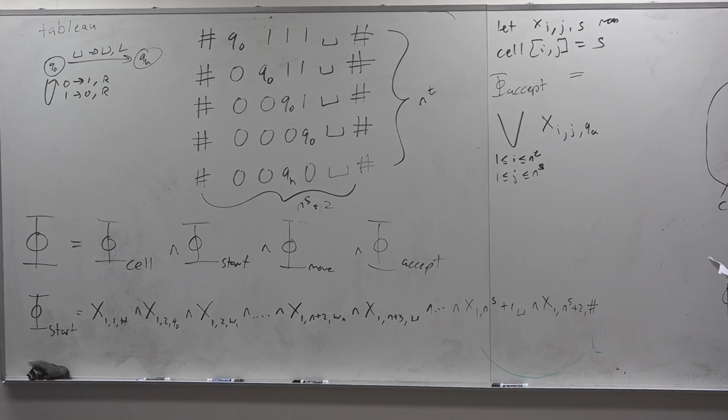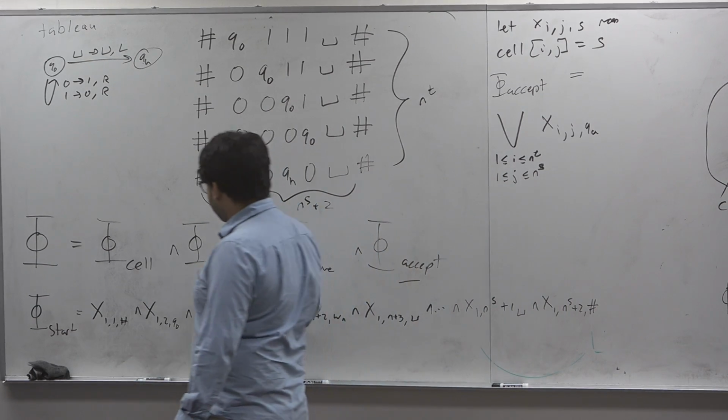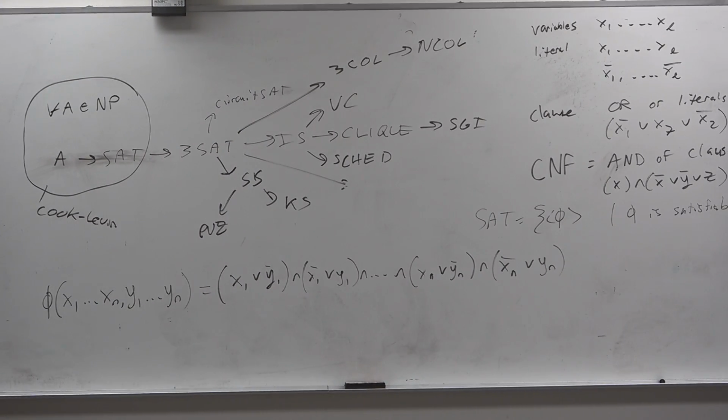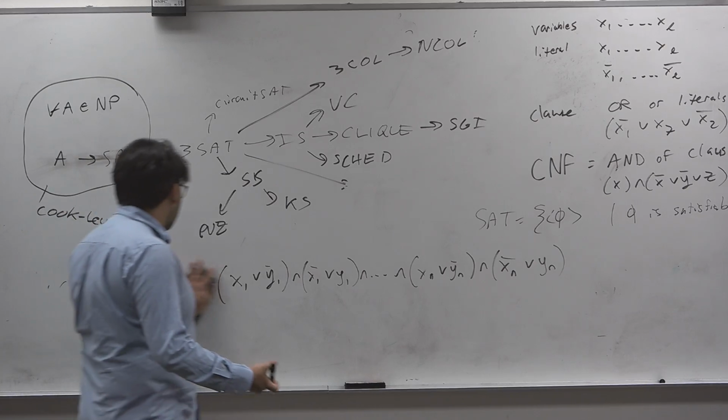Now, will that come on the last line? Absolutely. Okay. So we've done 2 of the 4 parts, right? We've done accept and we've done start. We now need to do cell. Cell is going to just ensure that the variables can be whatever they want, right? We just need to ensure the variables correspond to the table.